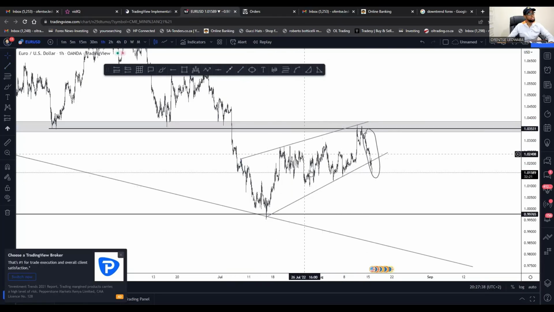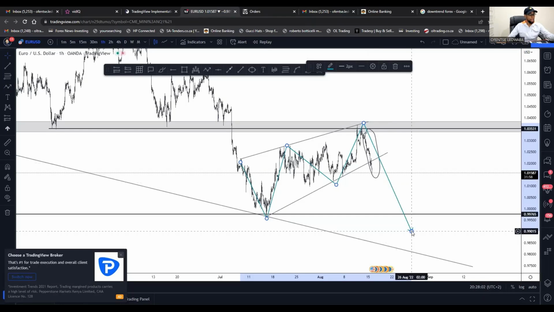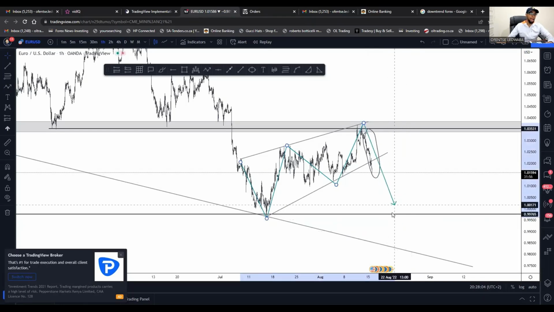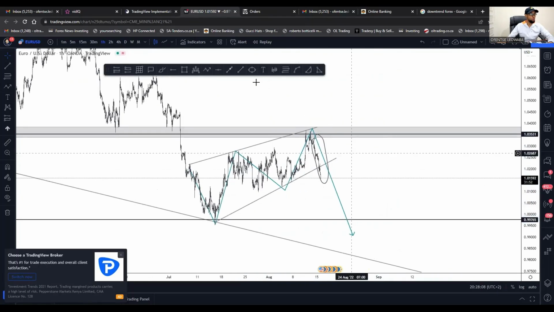So you can see we are resisting to break this diagonal resistance. This at the bottom is a support, and this is a resistance. So this is a rising wedge. We came here, we touch here, we went here, we touch here, boom. And we're expecting it to come around this level because it will be the 90% rule.